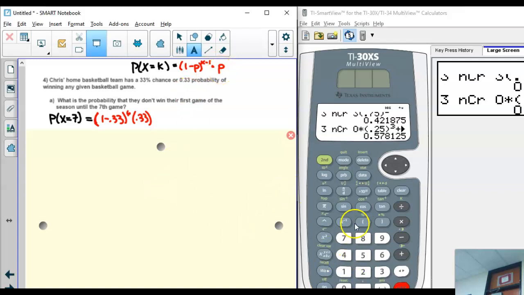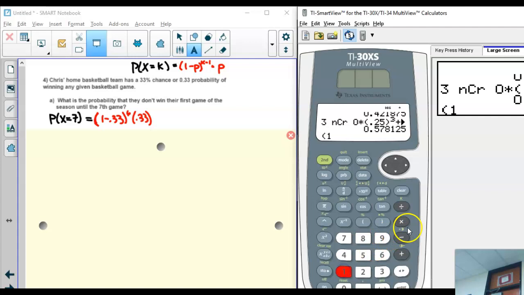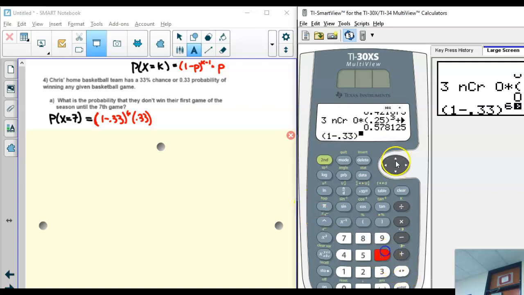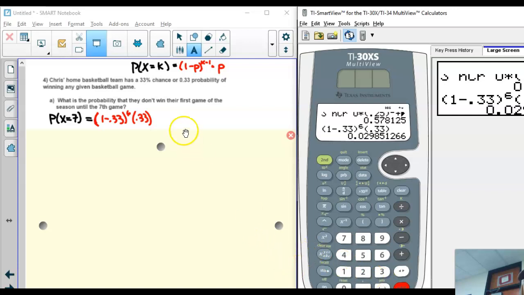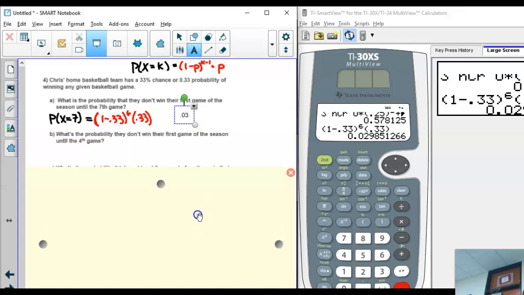When I plug that in my calculator, 1 minus 0.33 to the 6th power times 0.33 equals 0.03. What's the probability they don't win their game of the season until the 4th game? Now our k value is 4. Do it the same way.